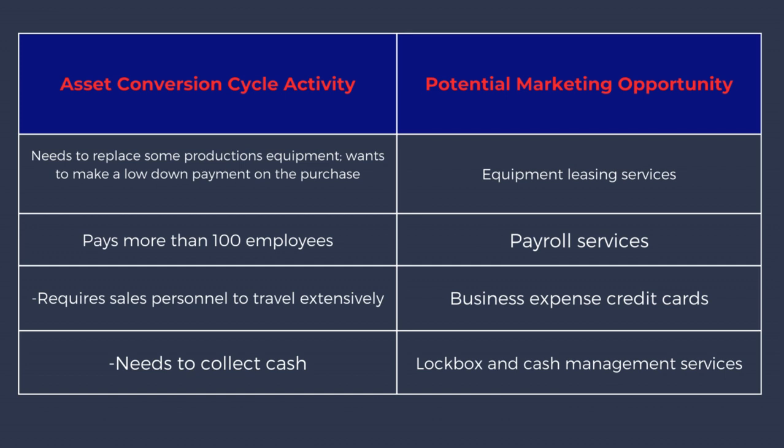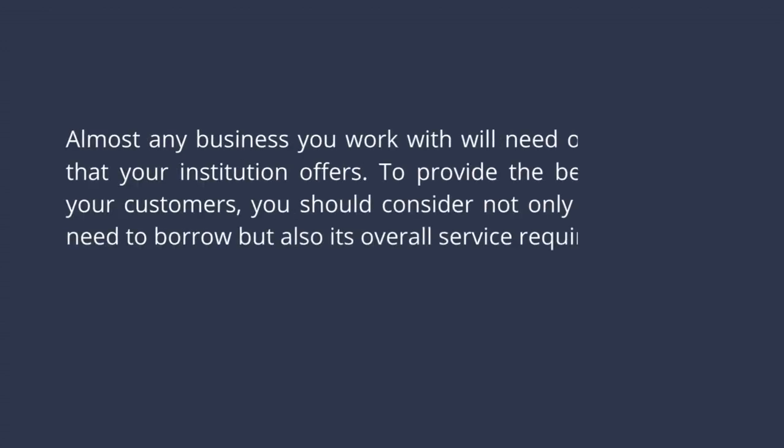Asset conversion cycle activity: Needs to replace some production equipment. Wants to make a low down payment on the purchase. Pays more than 100 employees. Requires sales personnel to travel extensively. Needs to collect cash. Potential marketing opportunity: Equipment leasing services. Payroll services. Business expense credit cards. Lockbox and cash management services.